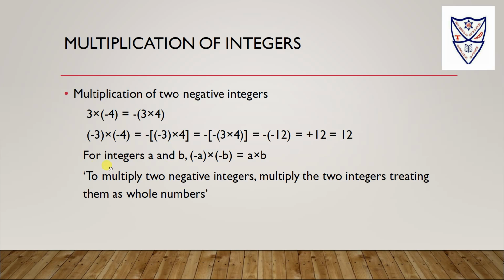So from that we learn that for any integers a and b, minus a multiplied by minus b is same as a multiplied by b. To multiply two negative integers, multiply the two integers treating them as whole numbers. If you are multiplying any two negative integers, treat them, that means multiply them, as their whole values, that is absolute values. That way you have to multiply. If it is written minus 3 multiplied by minus 2, it will be 6.